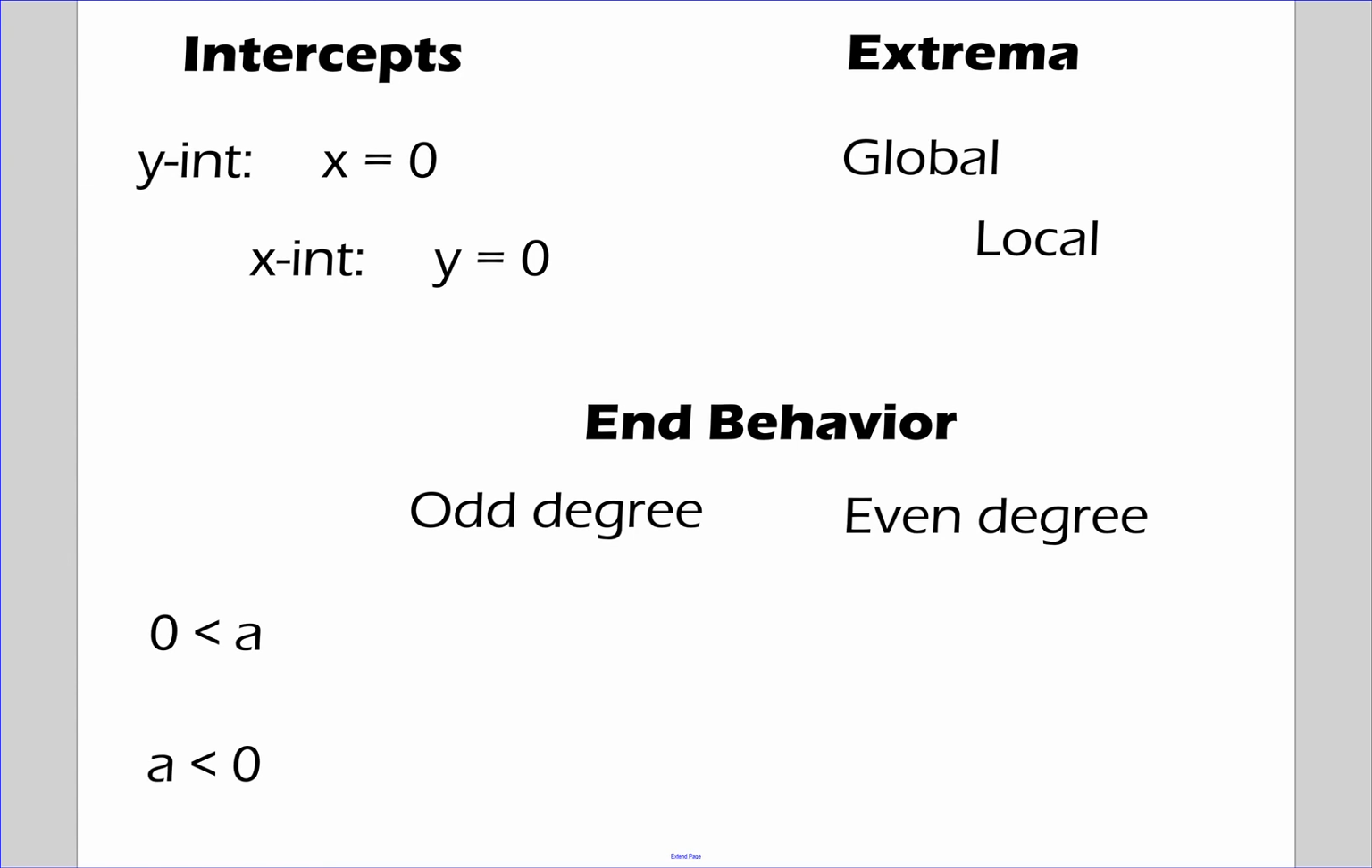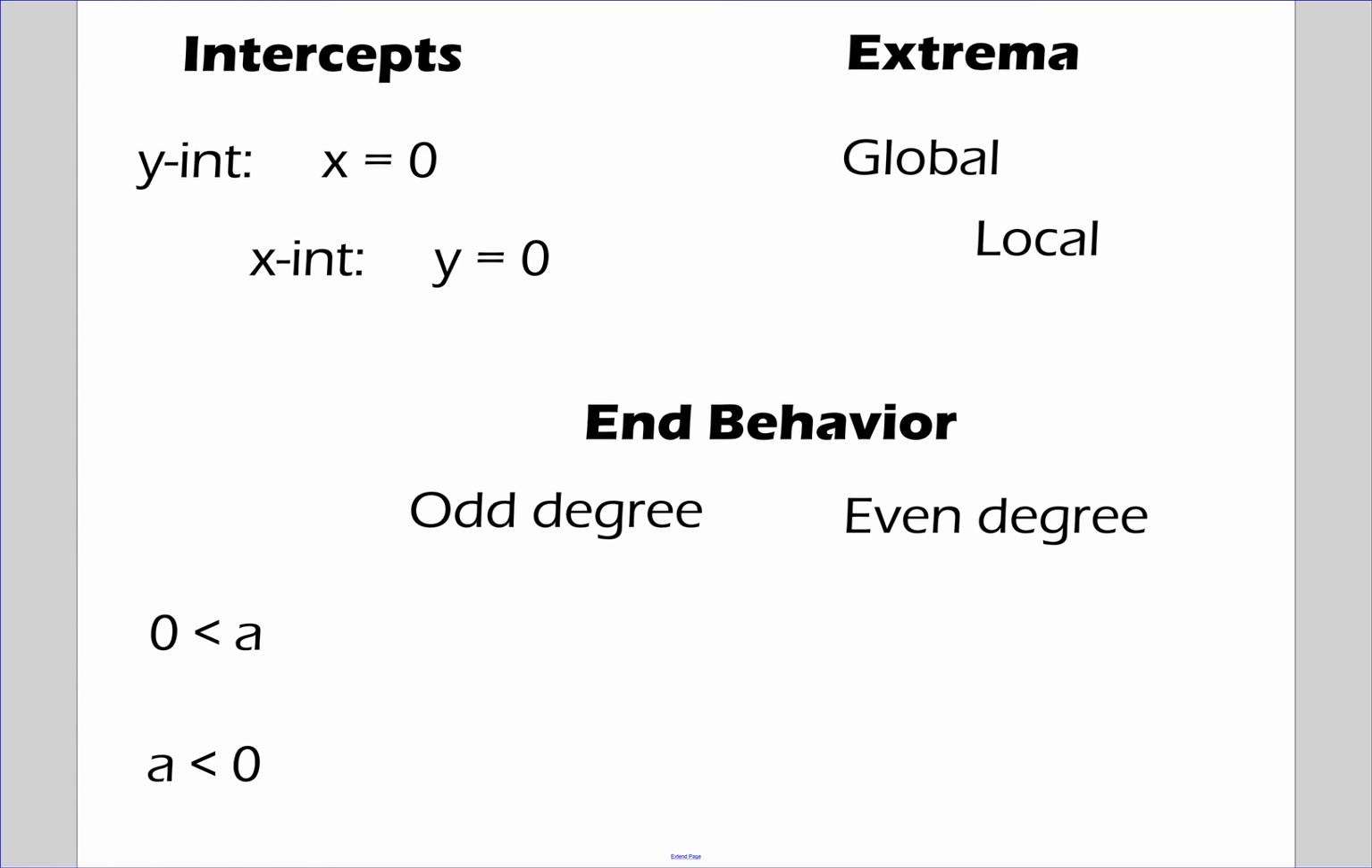For extrema, we've now got multiple types of extrema. Before it was just one extrema, either a max or a min. Now we can have local extrema, which are maximums or minimums within a particular area, or global extrema, which is the largest max or largest min of the overall function.